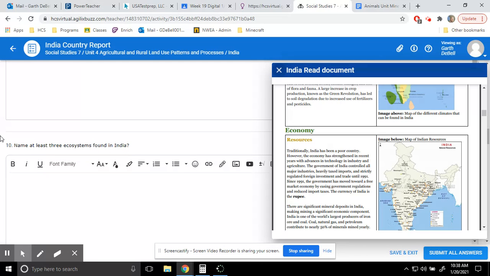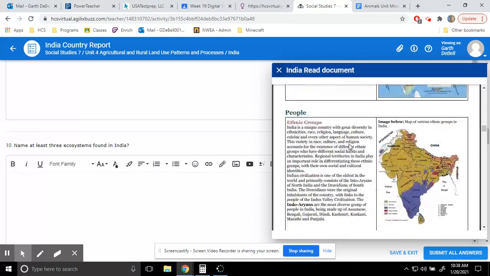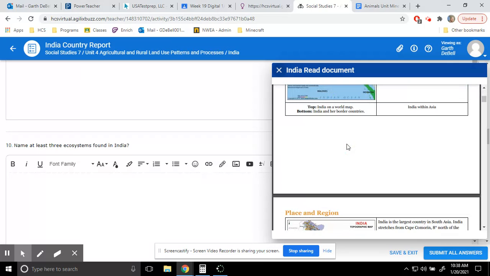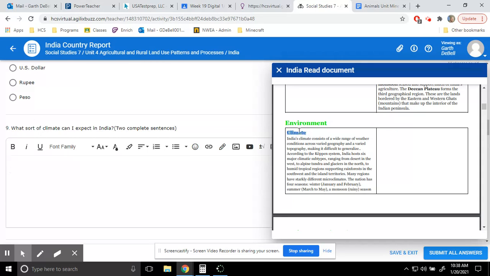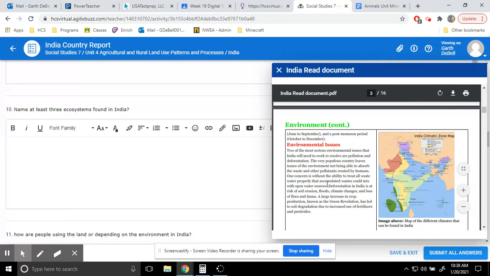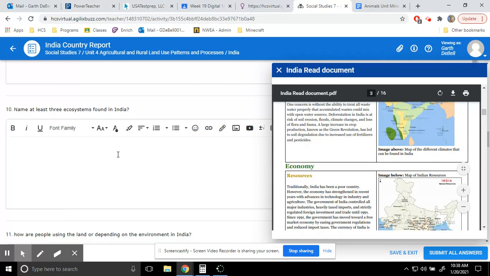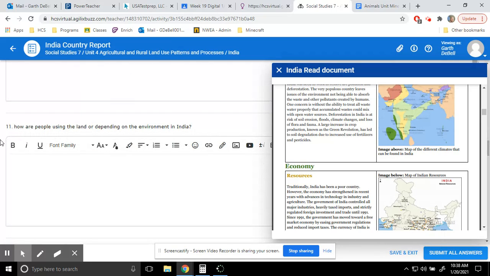Name at least 3 ecosystems found in India. All right, so you're going to need to read through the part on climate. So for the climate question, you obviously just come to climate, right? Number 9, go to climate. But climate is also going to talk about ecosystem. The environment is going to talk about ecosystems. And they're not just going to say ecosystem. They're going to say, the forest or the desert or the jungle. Like you have to read and pick out what ecosystems are found in India and just give me 3 of them.